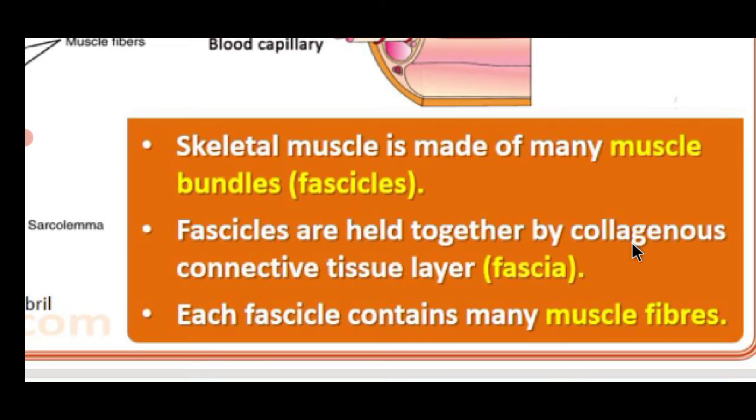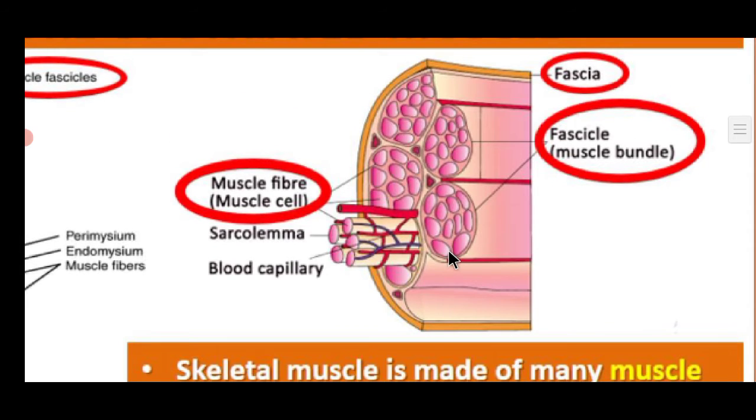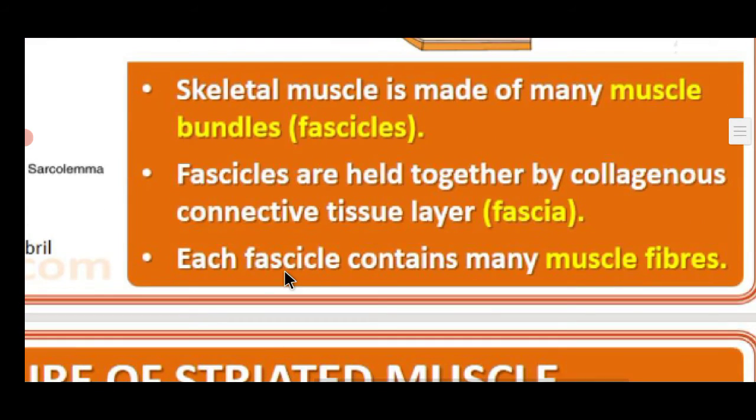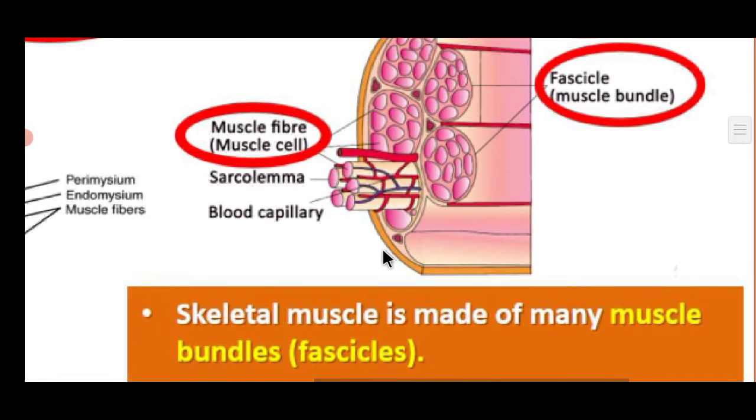Fascicles are held together by a collagenous connective tissue layer called fascia. So all these muscle bundles are bound together by a special collagen connective tissue, and this is called fascia. We can see them in the diagram. This is the muscle bundle, and the fascia is represented by all this area. Each fascicle contains many muscle fibers. So these are all the muscle fibers here. Inside the muscle bundle there are muscle fibers.